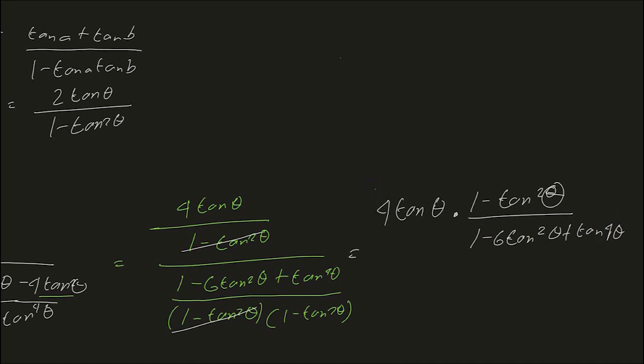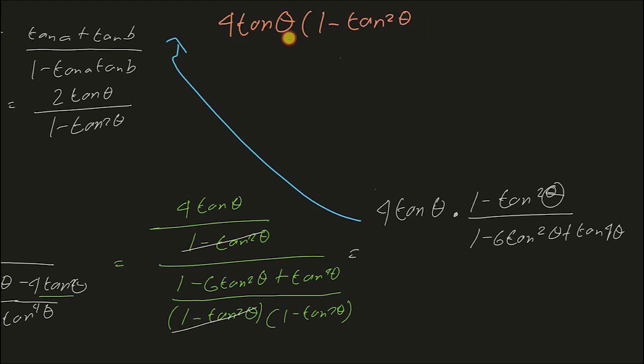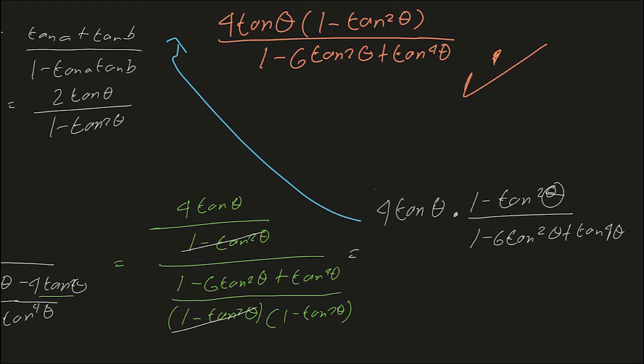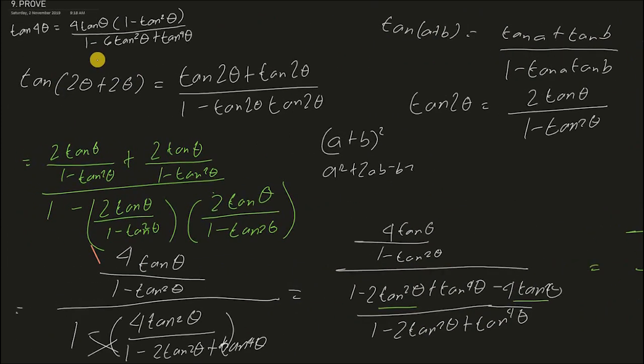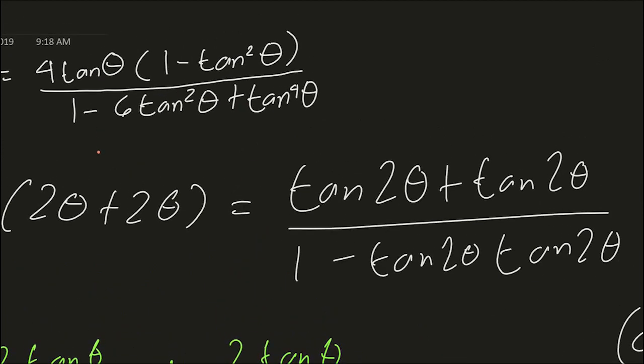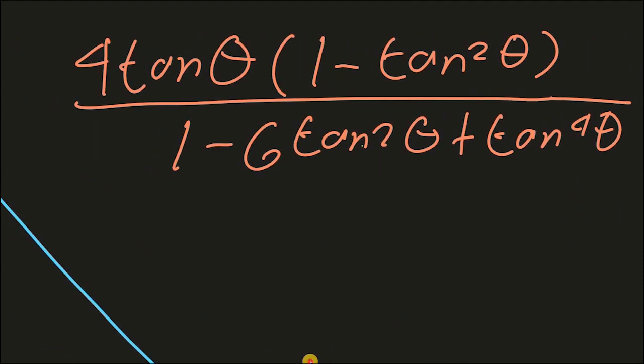Okay guys, so pag sinimplify natin yan, dalhin natin yan sa taas. I-rewrite natin yan. Ibig sabihin, ang sagot niyan ngayon is 4 tangent of theta multiplied to 1 minus tangent squared theta over 1 minus 6 tangent squared theta plus tangent raised to 4 theta. So, basically, end of proof. Kasi, yan ay equal sa dito. Ito yung pinoprove natin, di ba? Ito, 4 tangent theta times 1 minus tangent squared theta, dapat yan ay equal sa dito, which is true.